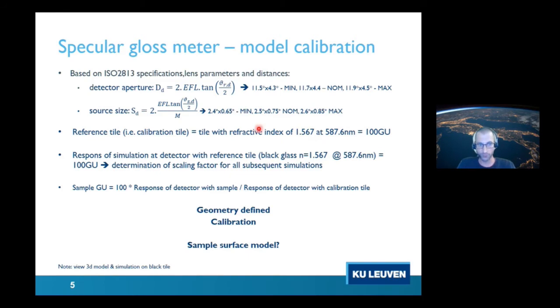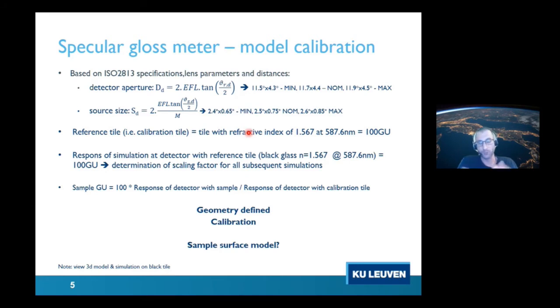And then to do a calibration, let's say, of our simulation, we position a reference tile, which has a refractive index as stated in the standard for a given wavelength. And we say that if we perform a ray trace simulation with this sample in place, this is equal to 100 gloss units.